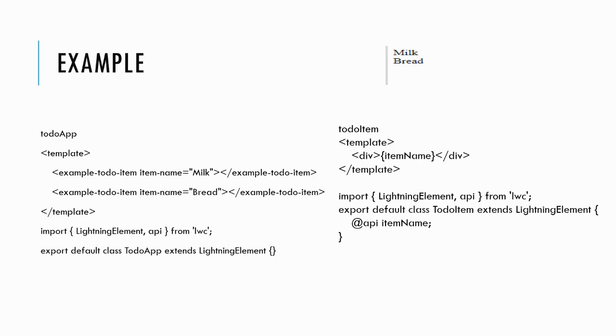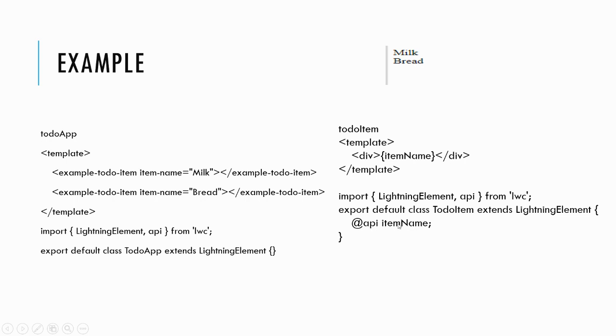Now let's see one example of how we can achieve this public reactivity. We have two components here, todoApp and todoItem. Here todoApp is the parent component and todoItem is the child component. As you can see, todoItem has been used in todoApp in the template tag. In the child, we have mentioned itemName with @api. What it is doing is exposing this itemName to other components, in this case todoApp, which is the parent component.